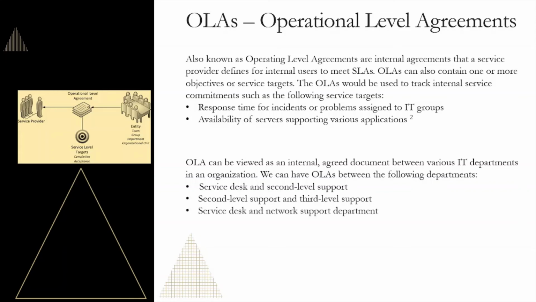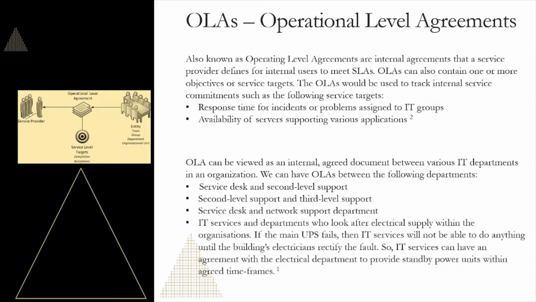Service desk and network support department. IT services and departments who look after electrical supply, for example, within the organization. So this is what we mean. We have to have agreements between these types of groups, support groups, for example. So we make sure that if there is an incident, for example, or you need to upgrade a service, the standards are met, and this is a guarantee, you could say, on that.